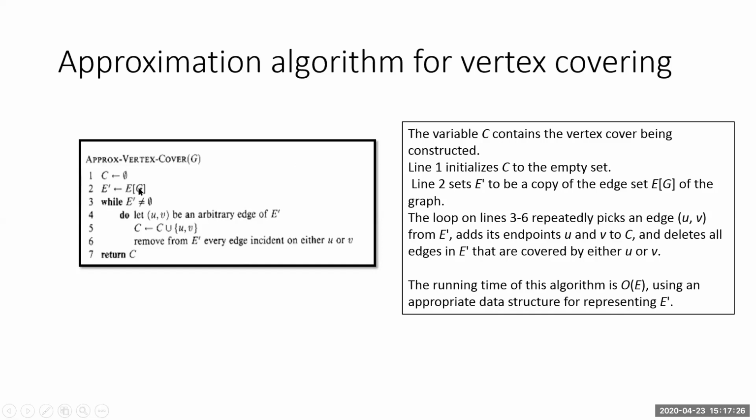For example, if you have 10 edges, then all the 10 edges will be listed in this particular set. And E dash, initially that set is empty. Now you have assigned all the edges onto it. Now, while E dash is not equal to 0, you have to repeat lines 4, 5, and 6. In the fourth line, let U comma V be an arbitrary edge of E dash.